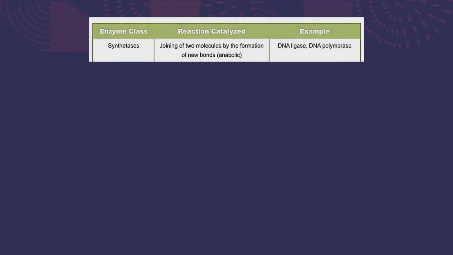And so another enzyme group is called synthetases, and the examples here are DNA ligase and DNA polymerase. In a synthetase type of enzyme group, they are actually going to join two molecules by the formation of new bonds. This is happening in an anabolic type of biological reaction.